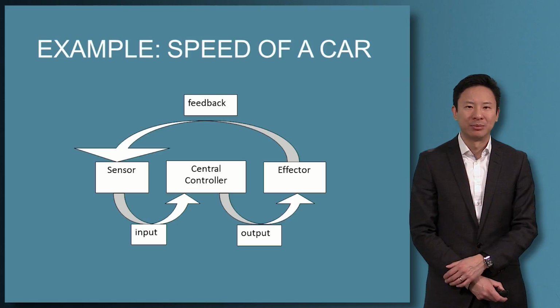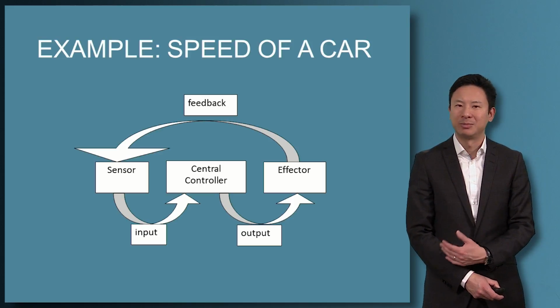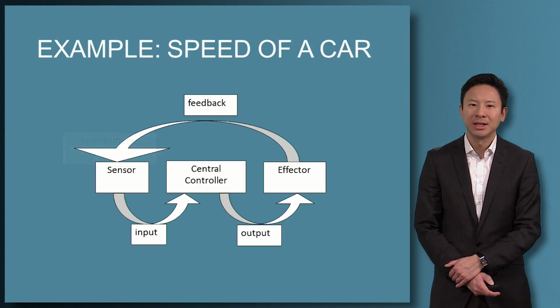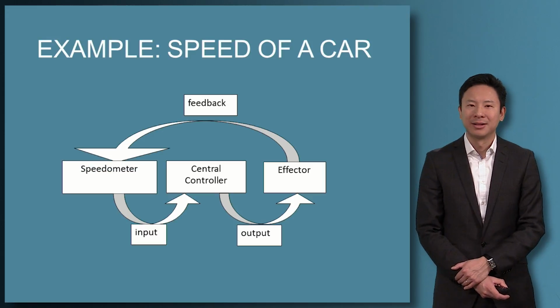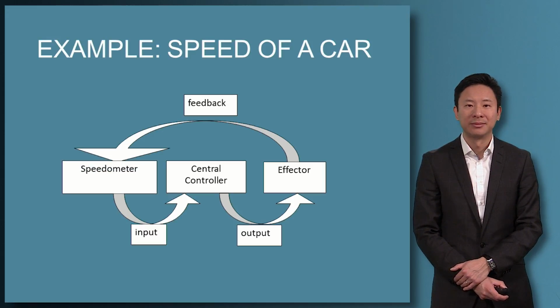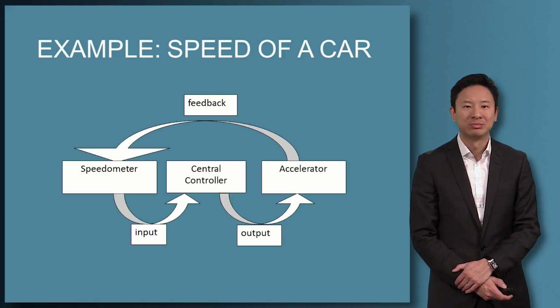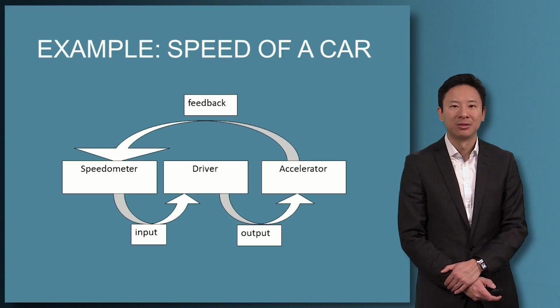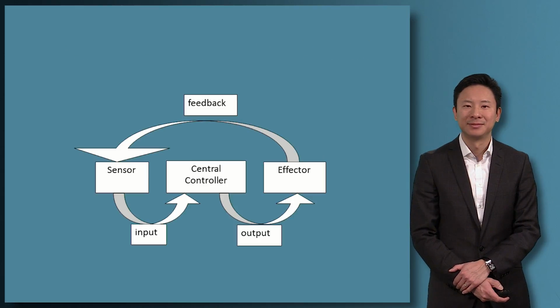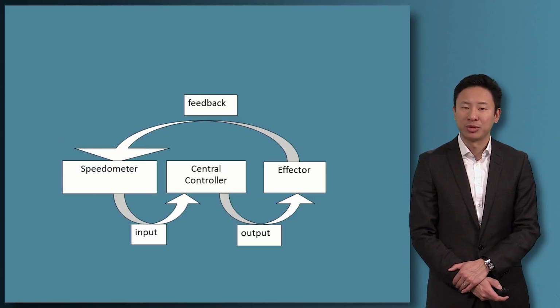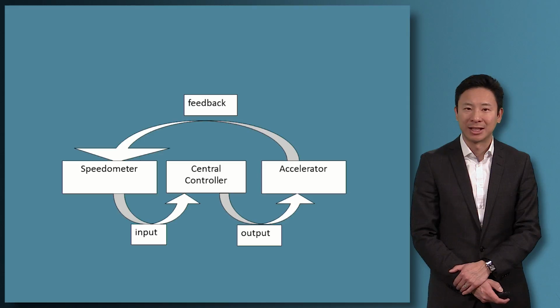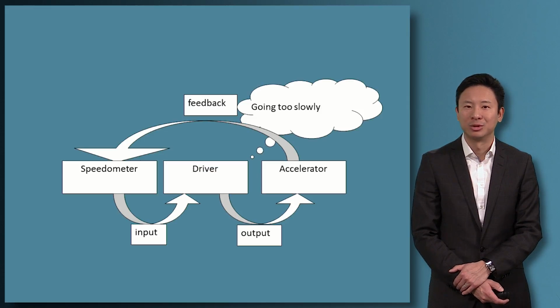Let's talk about an example of a feedback loop using the speed of a car. In a car, the sensor is the speedometer, whereas the effector would be the accelerator, and the central controller would be the driver. So if we have your speedometer, the accelerator, and the driver in place, this is how the feedback loops.